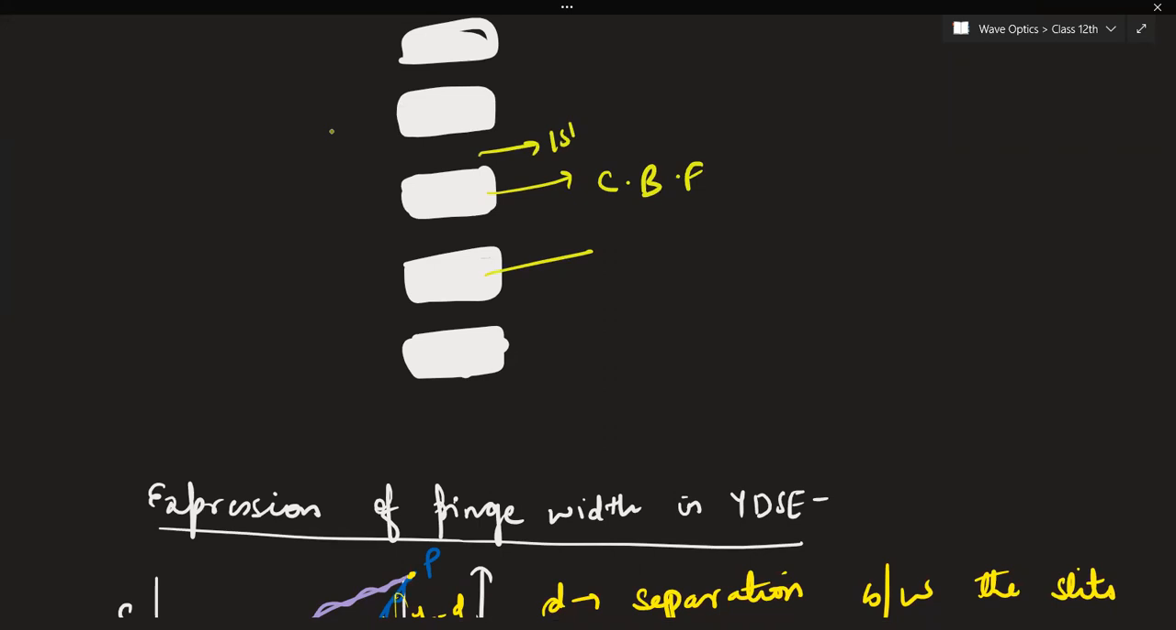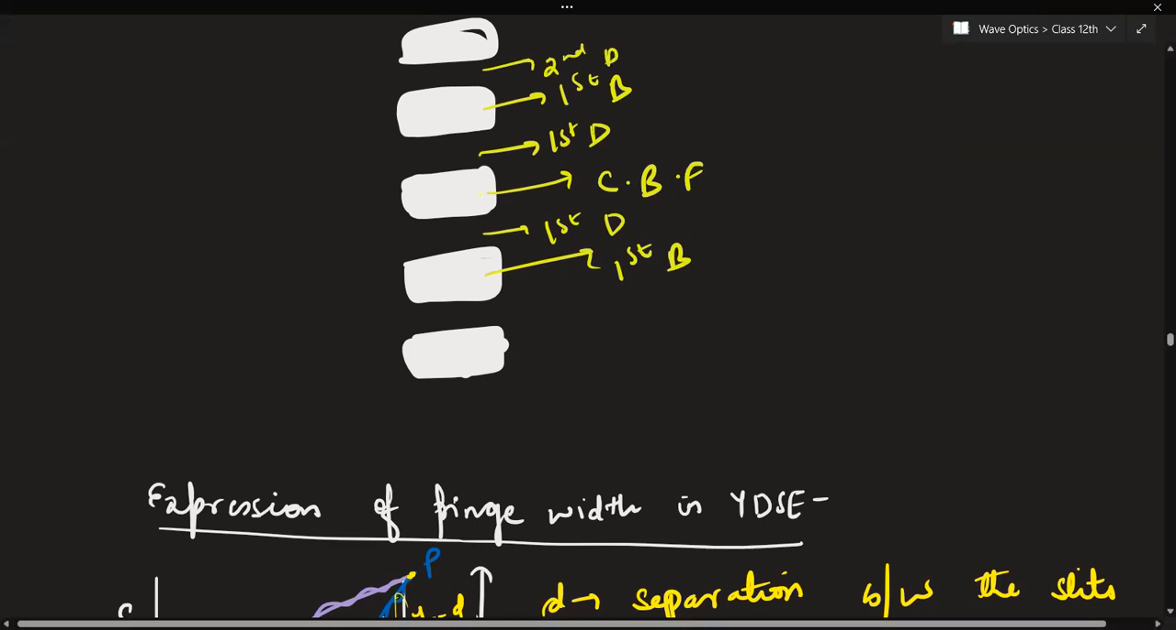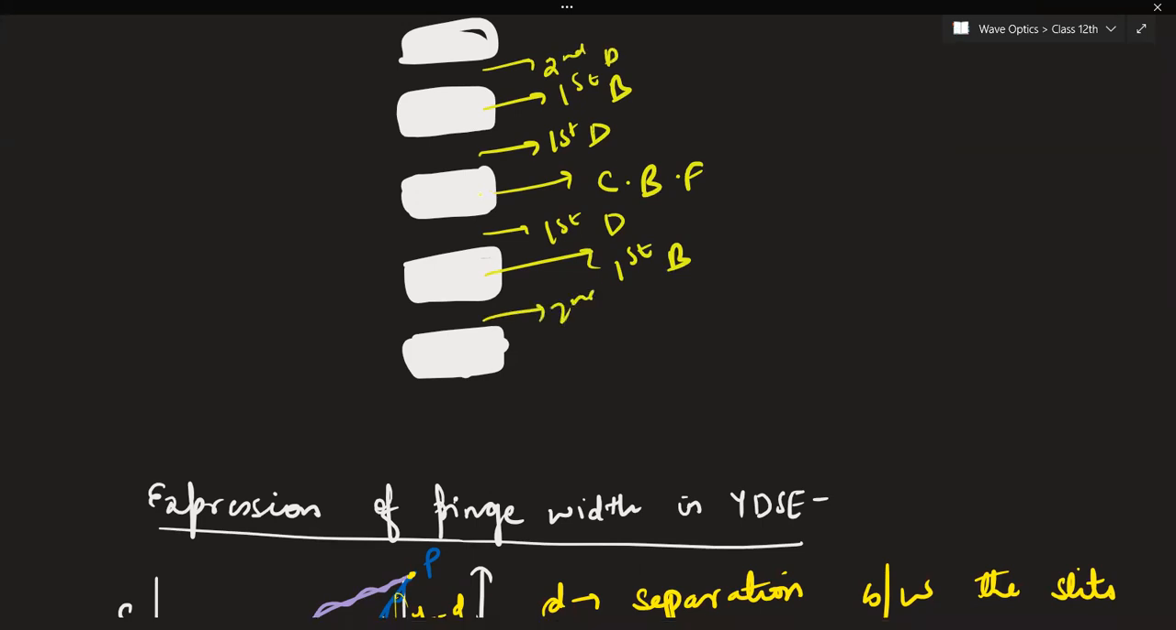This will be the first dark, on both sides. This will be the first bright, on both sides. This will be the second dark, on both sides. This will be the second bright, and so on. This will keep on moving.